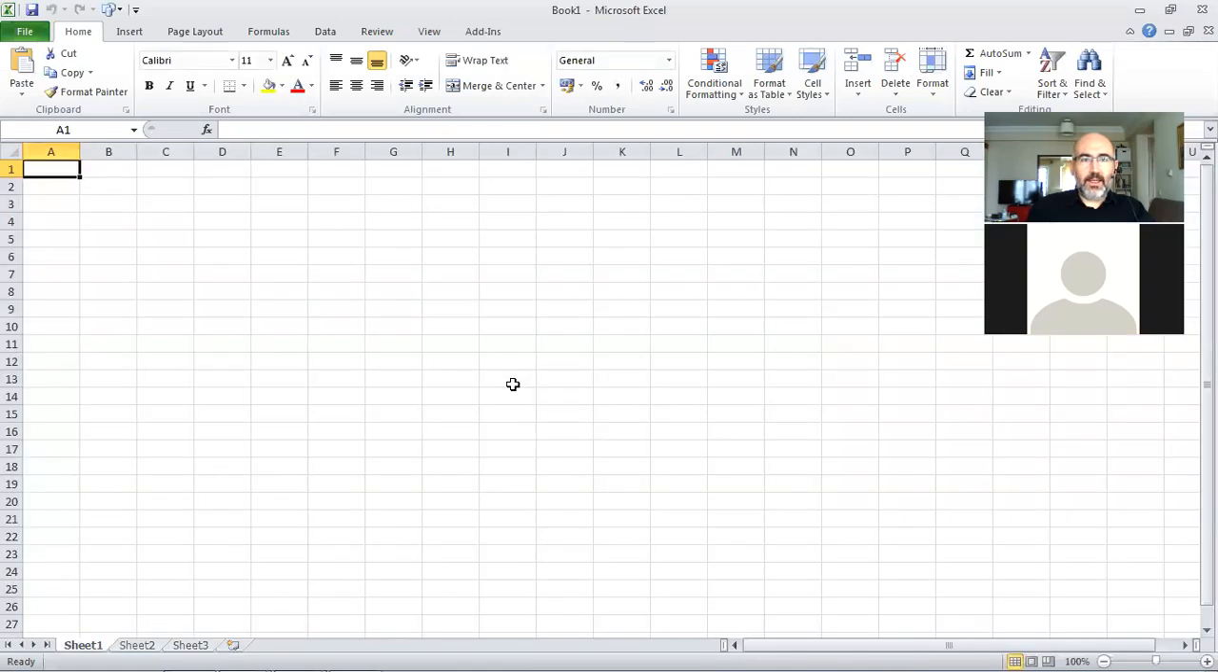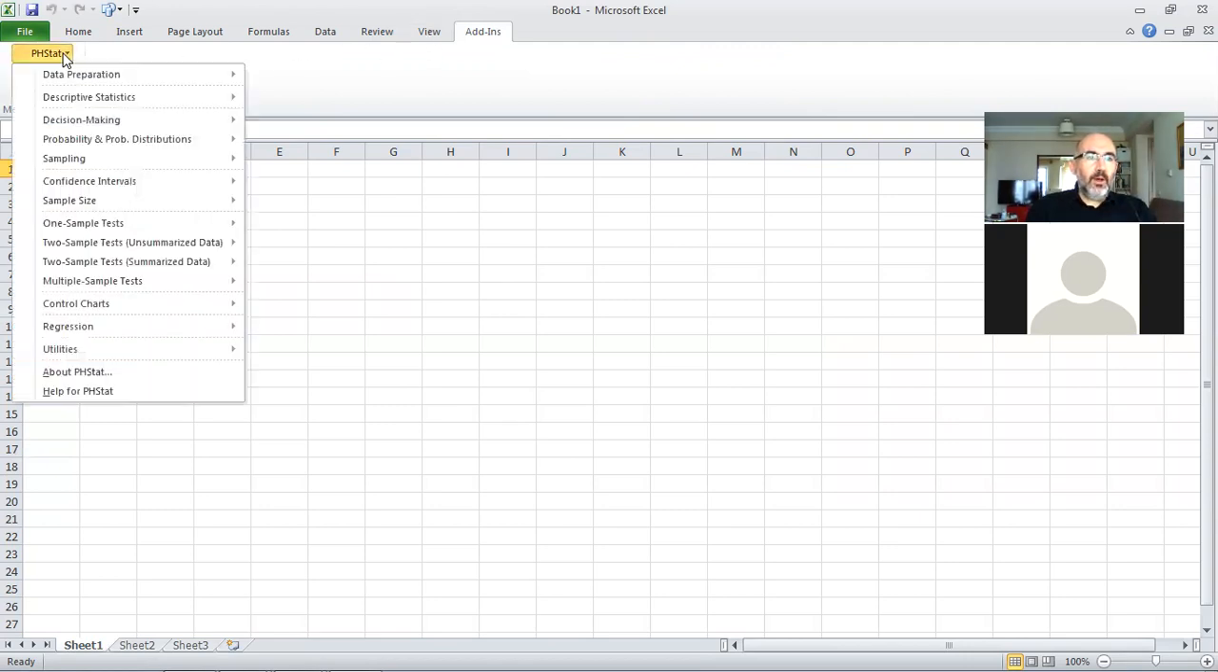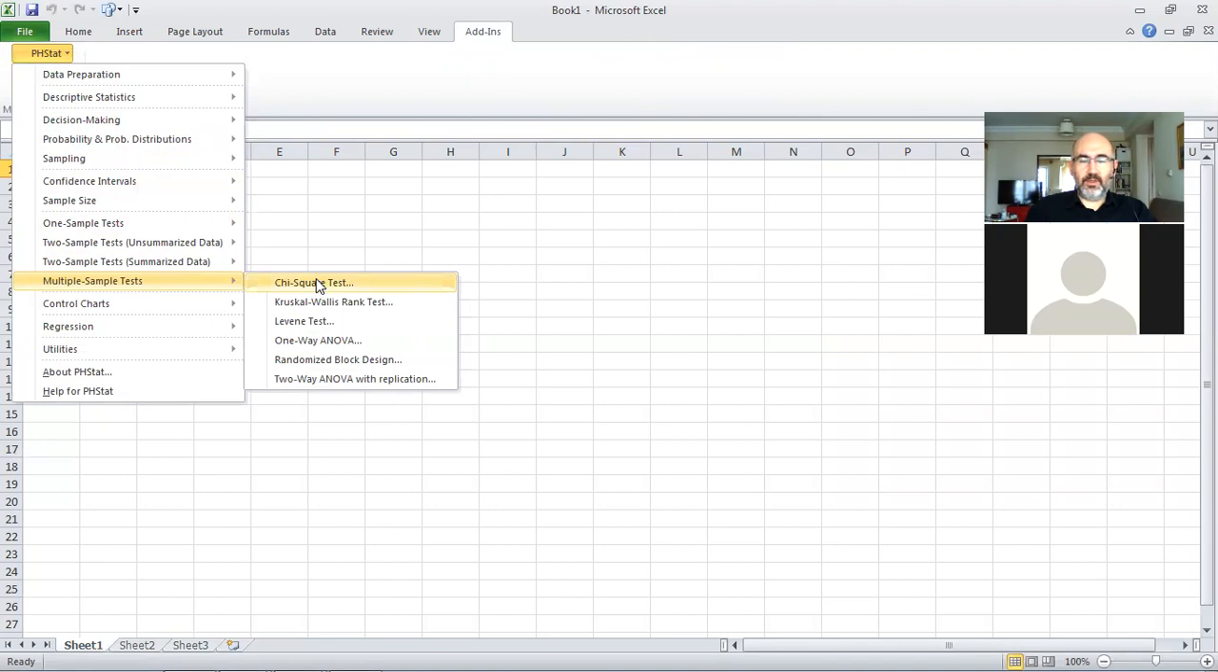So as I indicated during the class, we could calculate this using normal functions in Excel as well. Just need to calculate expected frequencies and then differences between observed and expected, take the squares, divide by FE. But we could also use the chi-square test here under multiple sample tests.